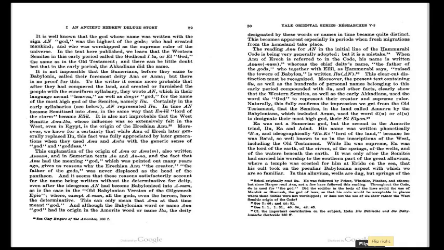It is well known that the God whose name was written with the sign An, God, was the highest of the gods who had created mankind, and who was worshipped as the supreme ruler of the universe. In the text here published, we learn that the Western Semites in this early period called the Godhead Ilu, or El, God, the same as in the Old Testament, and there can be little doubt but that in the early period the Akkadians did the same.